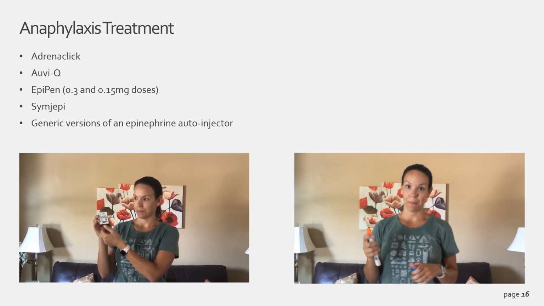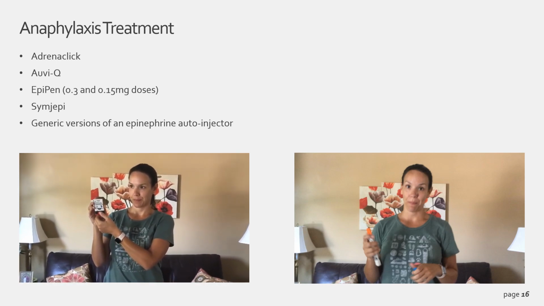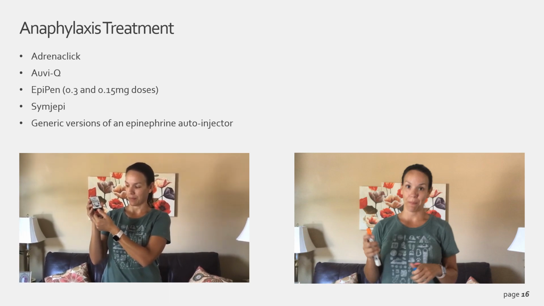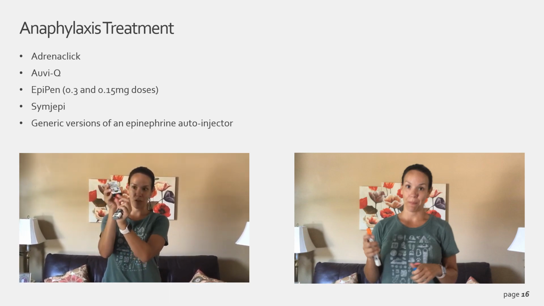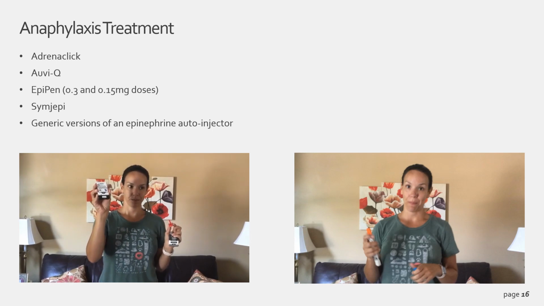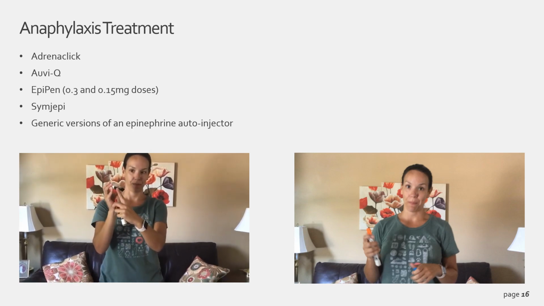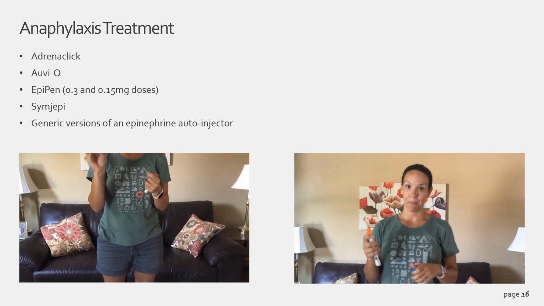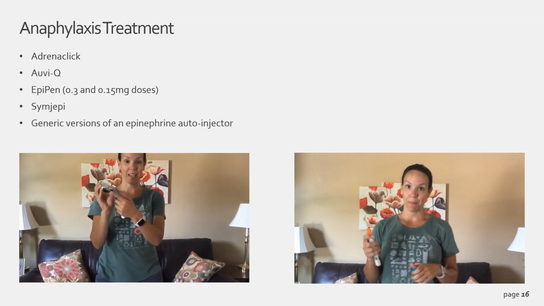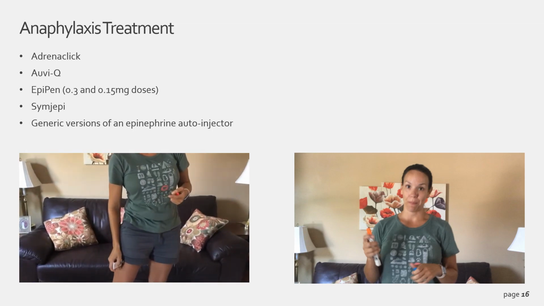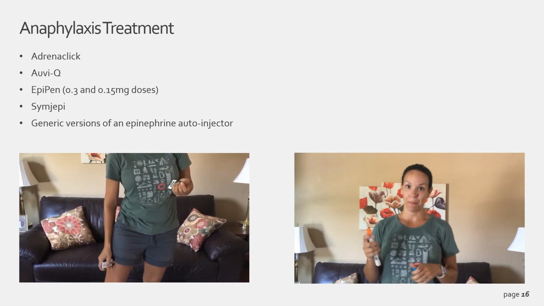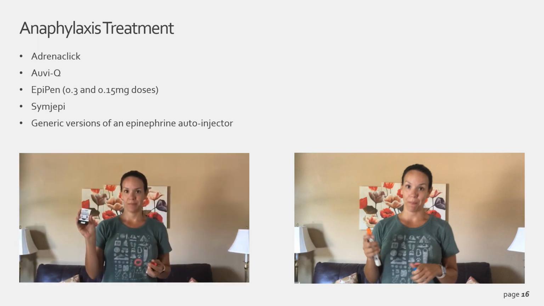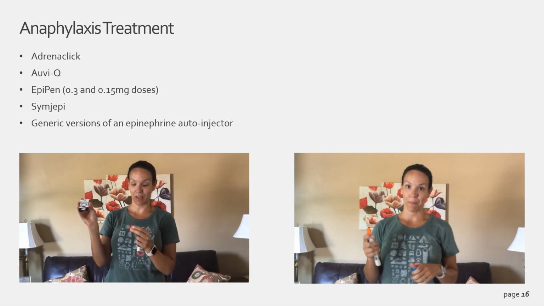If you are ready to use, pull red safety guard down and off of this trainer. You just remove the red safety guard. Place black end against outer thigh. Then push firmly until you hear a click and hiss sound and hold in place for 2 seconds. Black end against outer thigh. 2, 1. Training complete. And that is the Auvi-Q.